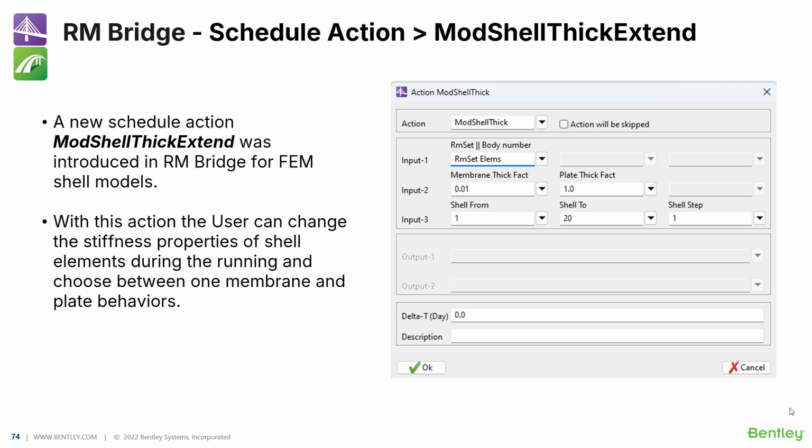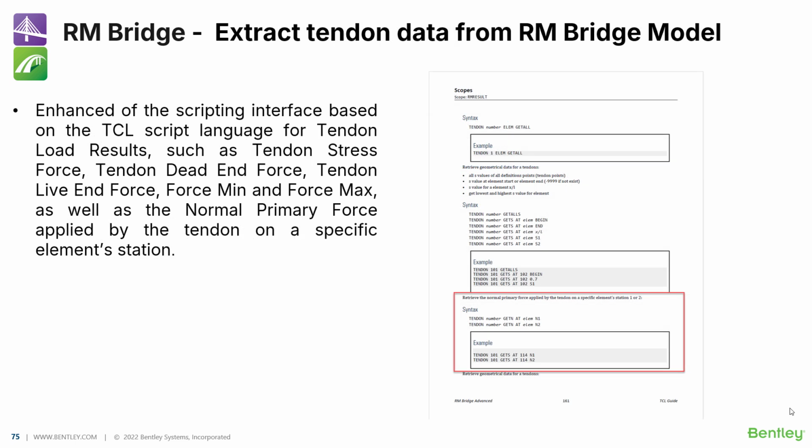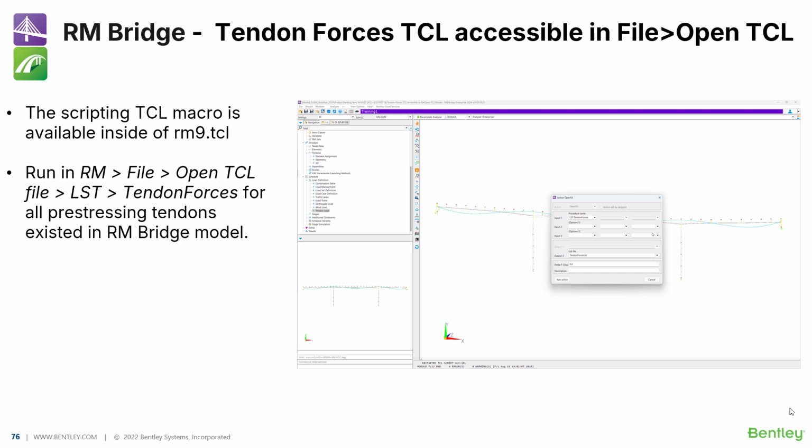We have a new schedule action, the model shell thickness. With this action, the user can change the stiffness properties of the shell elements during the run and choose between membrane and plate behaviors. We can also extract tendon data from the OpenBridge model. And tendon forces are now accessible in the TCL file via that command.